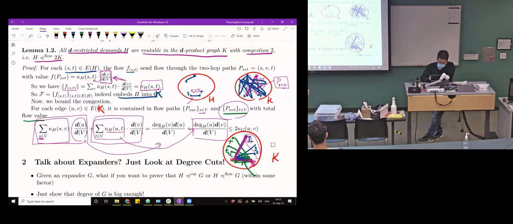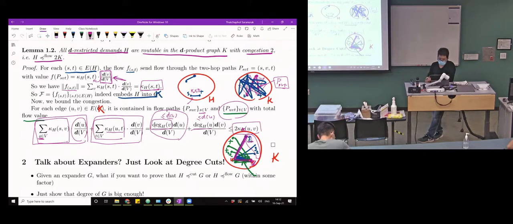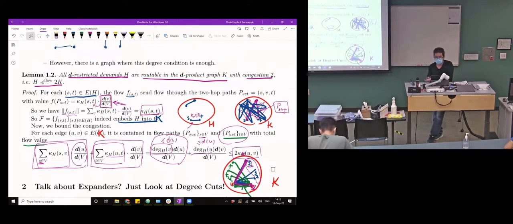But this thing is at most dV, and this is at most du. Why? Yeah, H is D-restricted. And so it means each of these is just this. If you replace this thing by dV, then this is exactly the weight of an edge in H, in the product graph. So you get that. All right, so congestion is at most 2. Okay.